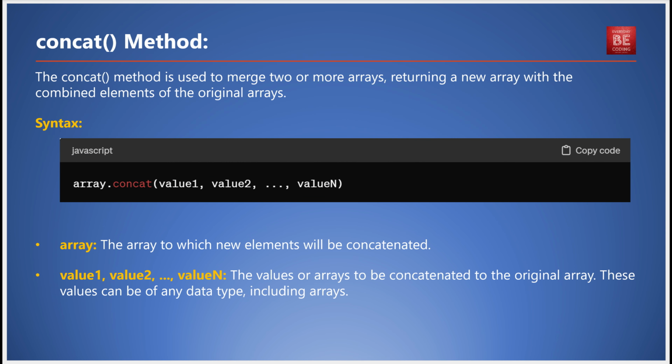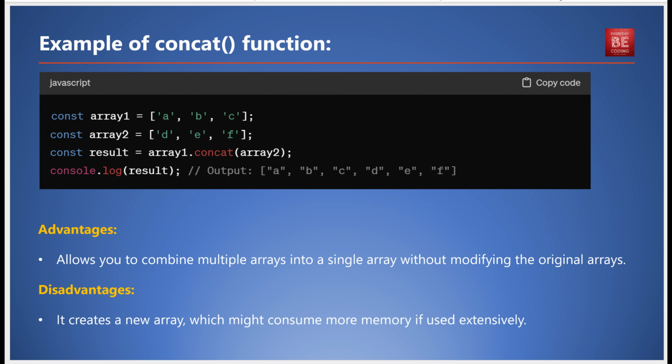Next, we have the concat method. This method merges two or more arrays, returning a new array with the combined elements of the original arrays. The syntax is Array.concat(array1, array2, ..., arrayN). The arrays to be concatenated are optional. Here's an example of concat in action.